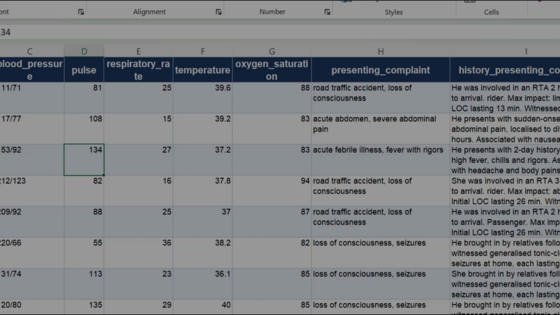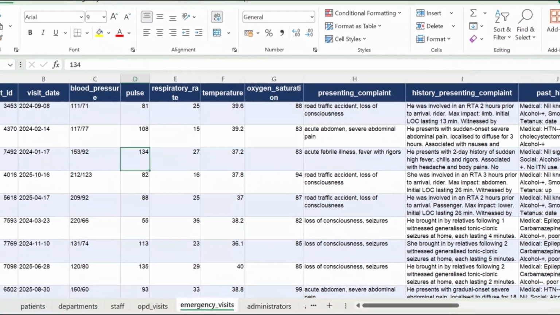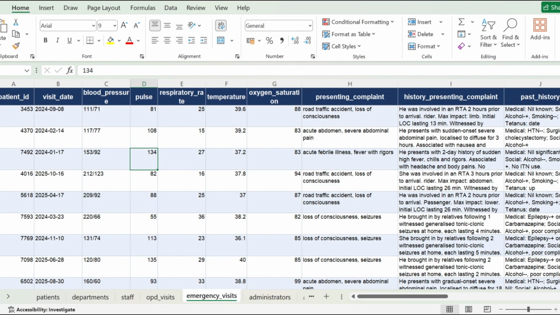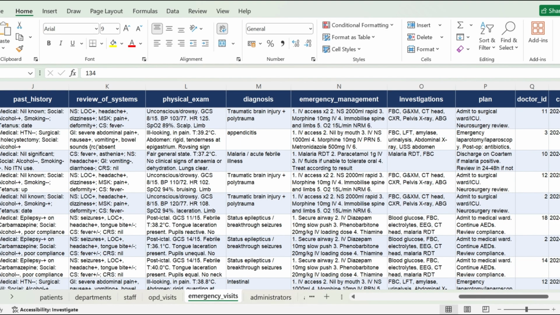analytics projects. The next sheet contains emergency visits. Unlike outpatient consultations, emergency visits captured urgent and potentially life-threatening presentations. Here we find information on vital signs, emergency contacts, clinical assessments, emergency management provided, investigations ordered, diagnosis and treatment plans. This dataset is particularly useful for studying emergency department workload, common emergencies, and patient outcomes.